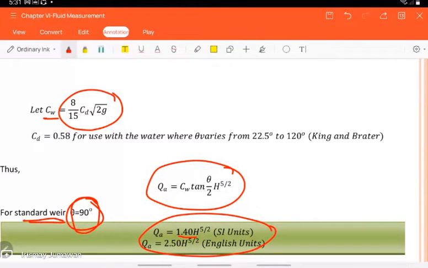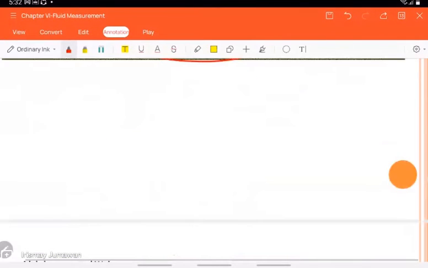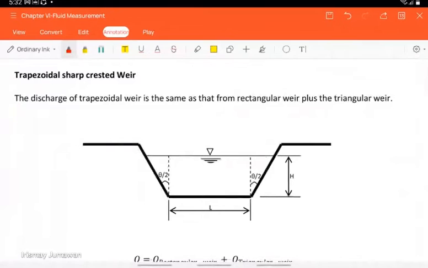You can use also is king for king and breaker. The CD is 0.58 if the theta is 22.5 to 120. So those are the experiments. We have a series of experiments till they came up with a coefficient of discharge based on the value of the angle of the vertex.